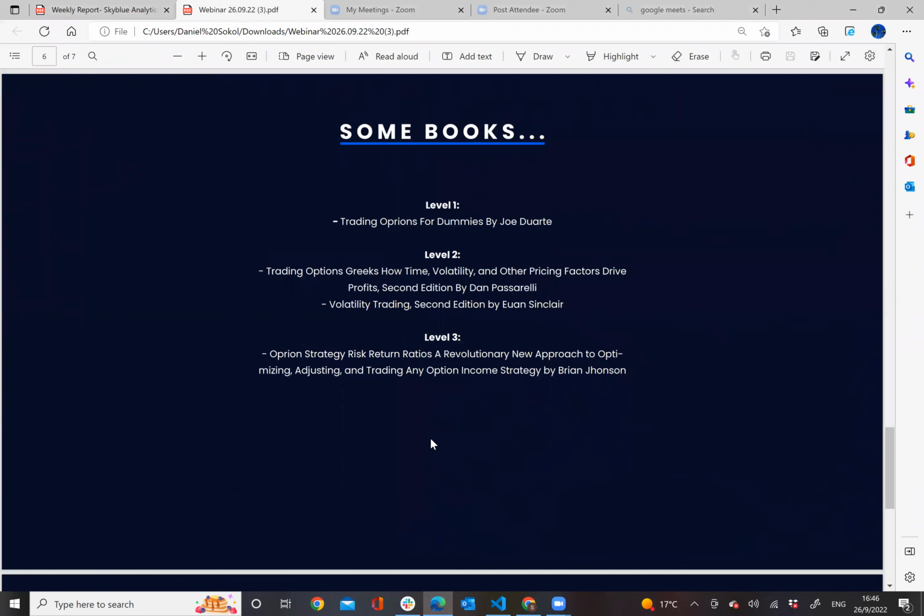There are some books that I recommend. If you are just starting, you can use Trading Options for Dummies. I started with this book 3 years ago. This is an extremely good book. And these two books start to talk more about the Greeks and volatility. That is something that we are going to explain in the near future.